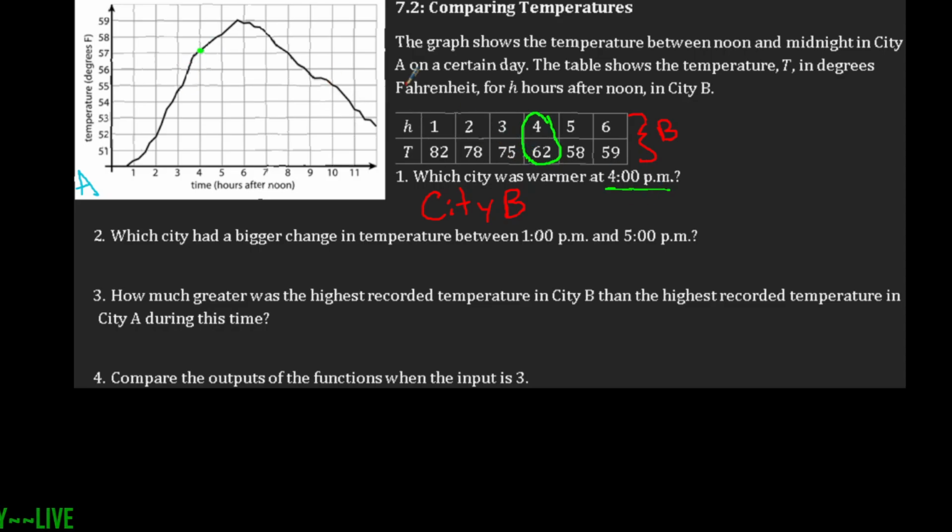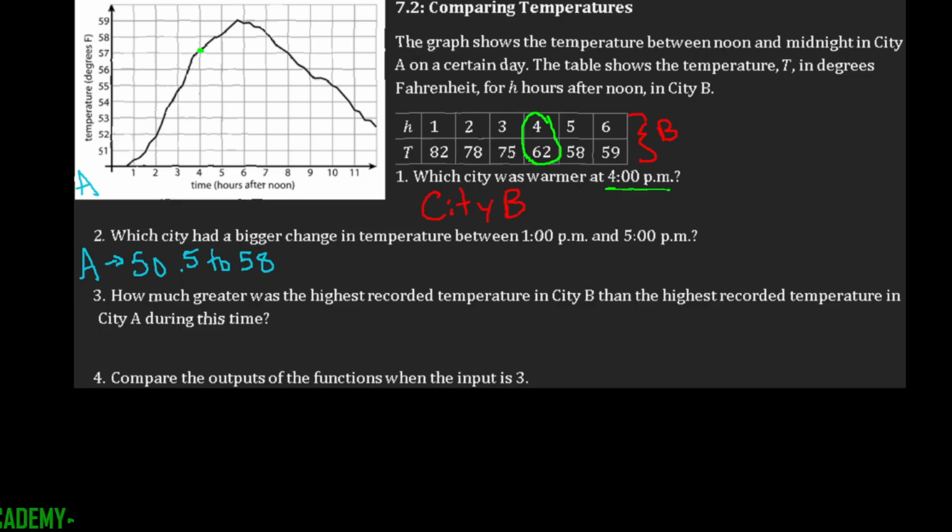Then for number 2, it says which city had a bigger change in temperature between 1 p.m. and 5 p.m. So let's talk about what city A has. From 1 p.m. it was about 50. So let's say for A, it was 50.5 to, let's find out where it ends, 5 p.m. is about 58, there we go.